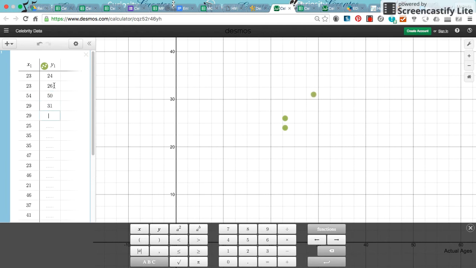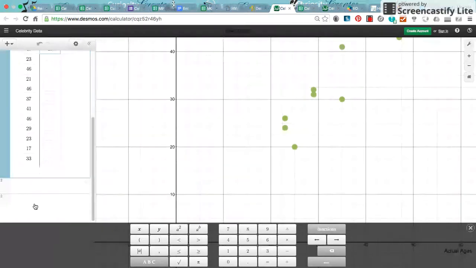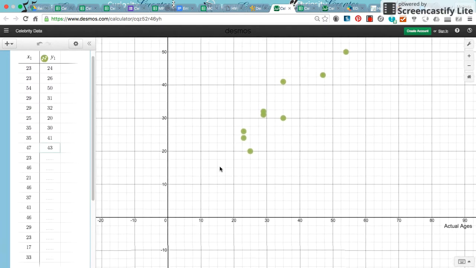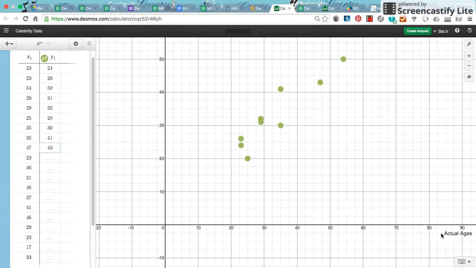1, 32, 20, 30, 41, 43, and let's pretend that I've put them all in. So you can see that the graph is starting to form here. I've already put the actual ages at the bottom here as the name of this particular axis.